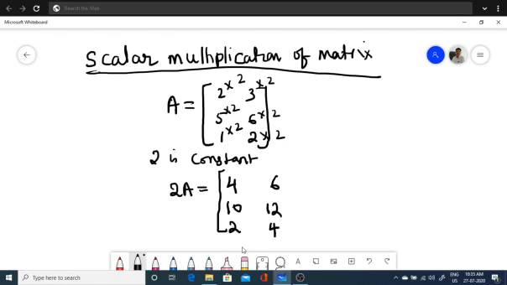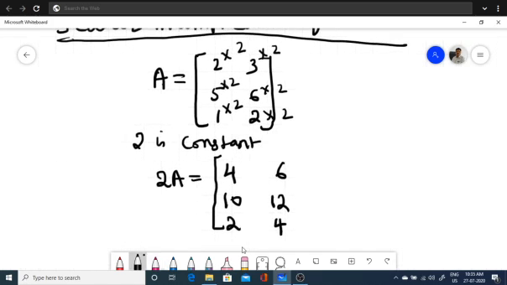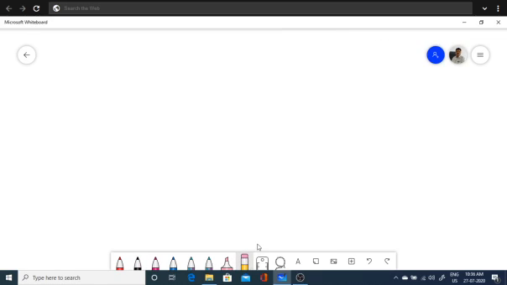So this is 2A. That means we are getting the elements of 2A just by multiplying the corresponding elements of A. So we conclude the definition of a scalar multiplication.